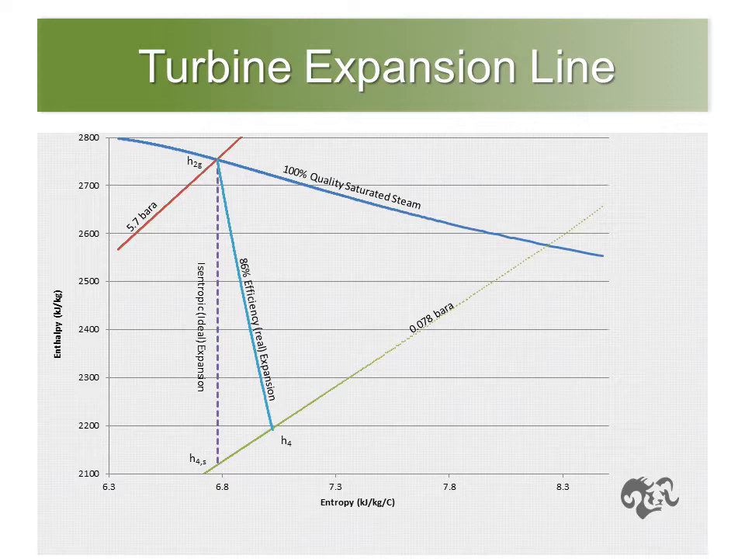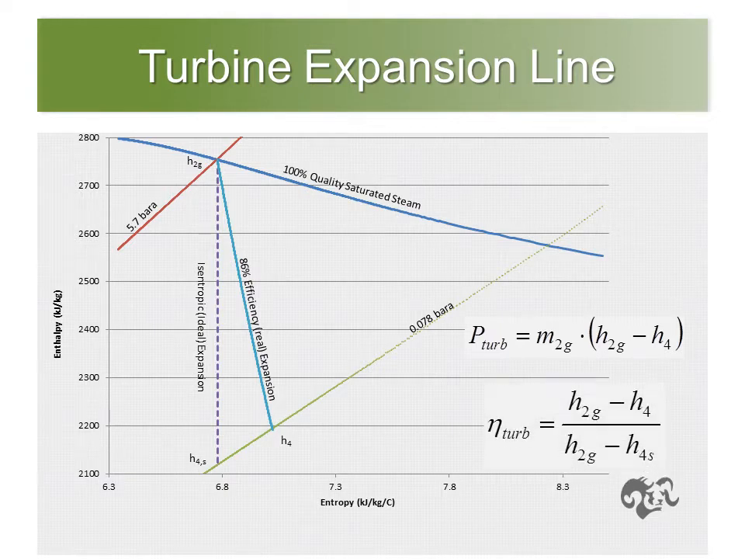The enthalpy at the turbine inlet is shown here as H2G, while the enthalpy at the turbine exhaust is H4, and the idealized 100% efficiency turbine exhaust steam isentropic enthalpy is H4S. The turbine's power output is equal to the steam mass flow rate times the actual enthalpy drop. The turbine's efficiency is equal to the ratio of the actual to ideal enthalpy drops. In reality, there are a few differences from this idealized situation.